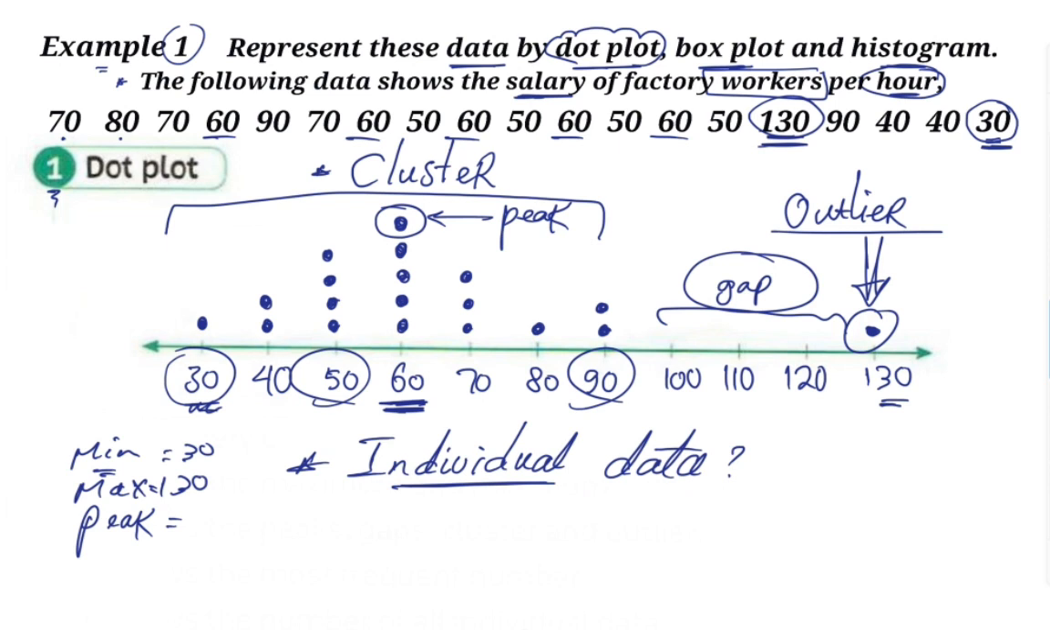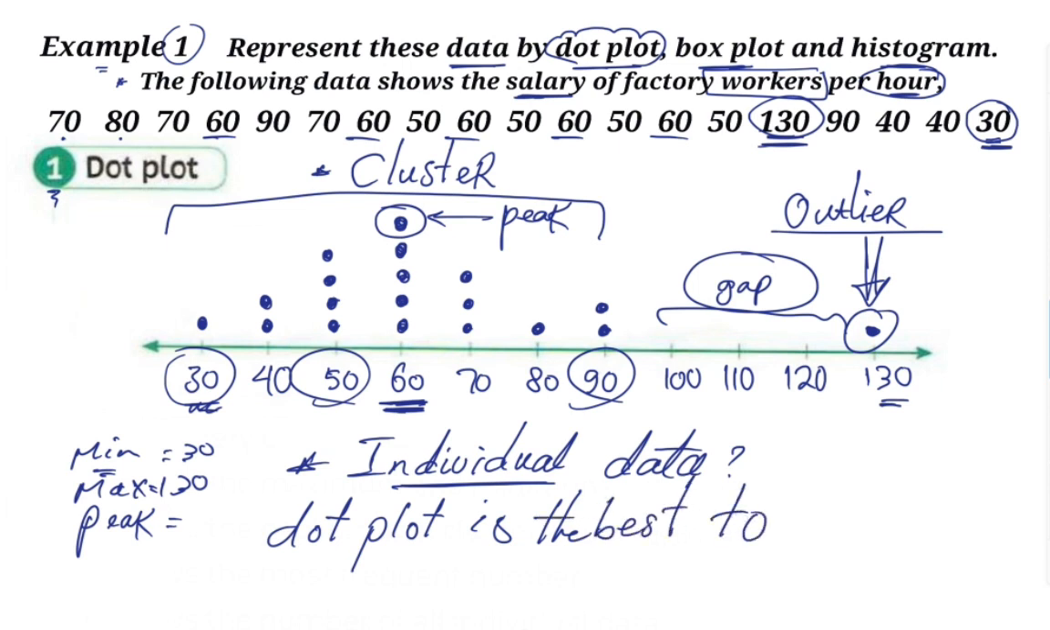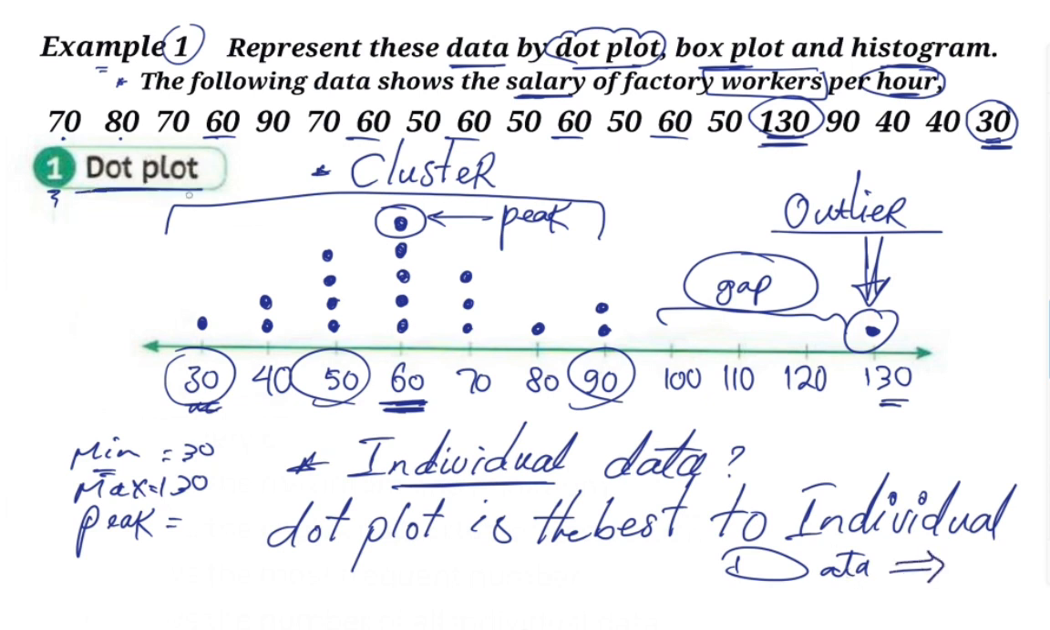So the dot plot is the best way to represent individual data. So if I have some individual data, directly I will use a dot plot.